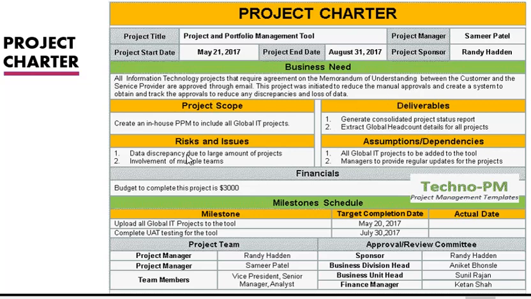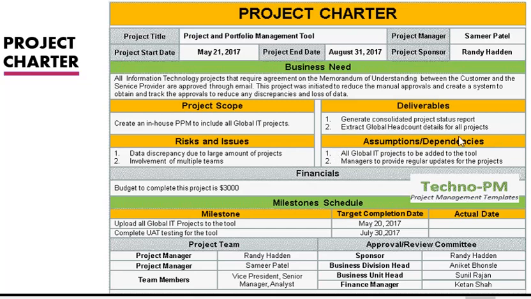Then risks and issues are mentioned over here. So risks can be data discrepancies due to a large amount of projects and involvement of multiple teams. So that can be a risk. So how to plan in such a way that these risks do not turn into issues? All these things need to be planned in the second stage. As of now, we just need to look for what could be the potential risks.